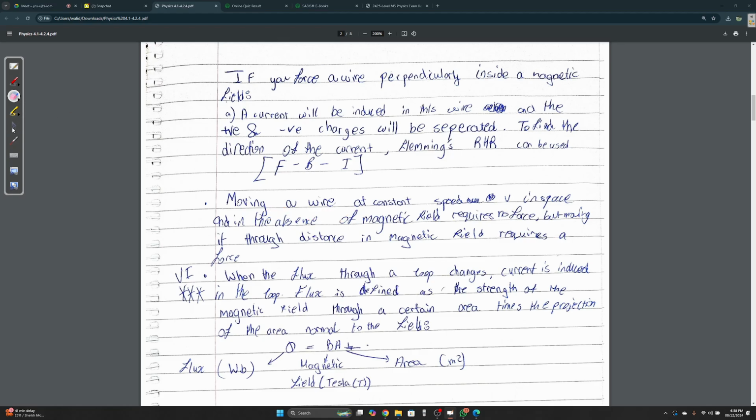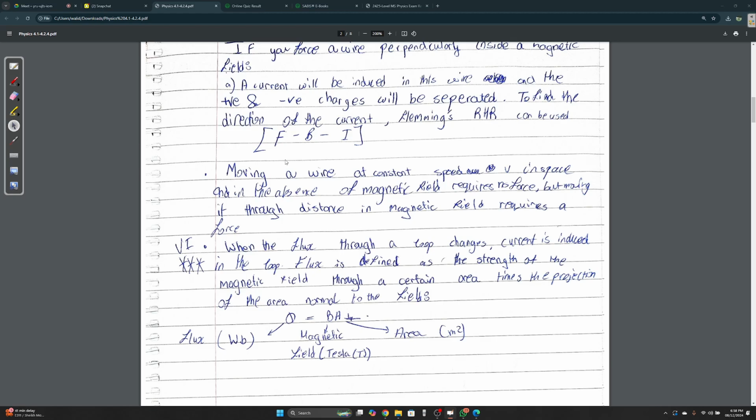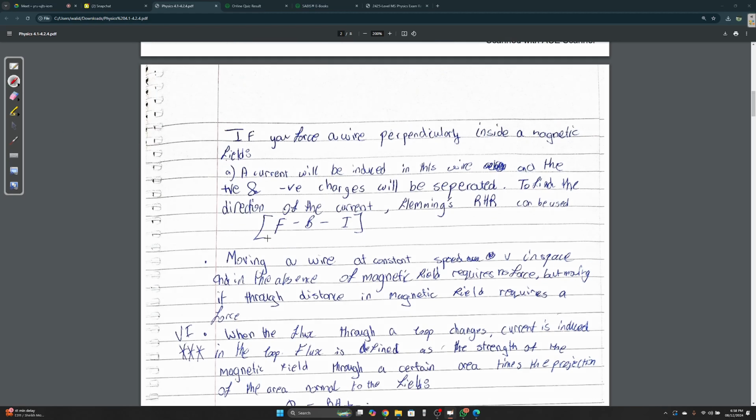If you move a wire perpendicularly inside the magnetic field, a current will be induced in this wire and the positive and negative charges will be separated. To find the direction of the current, you can use Fleming's right-hand rule, FBI. It's the same thing as IBF, but instead of having your first finger as the current and your last finger as the force, you just swap F and I.